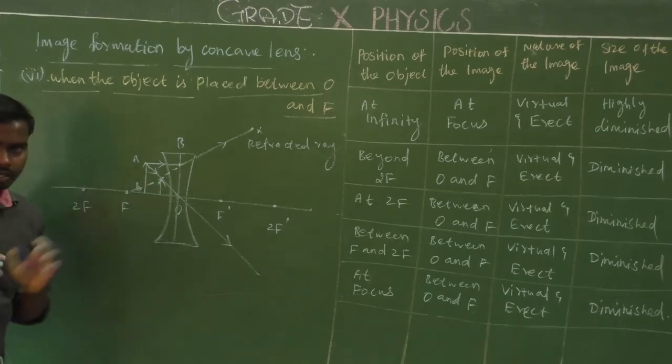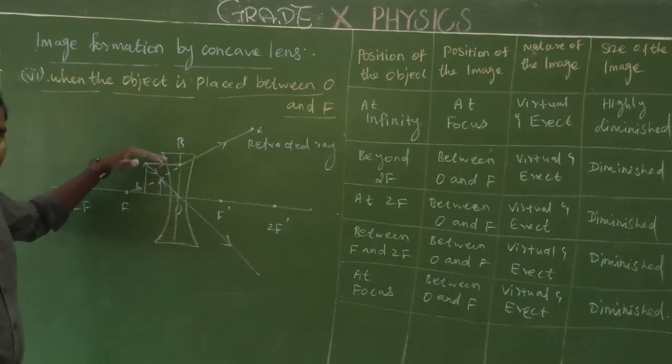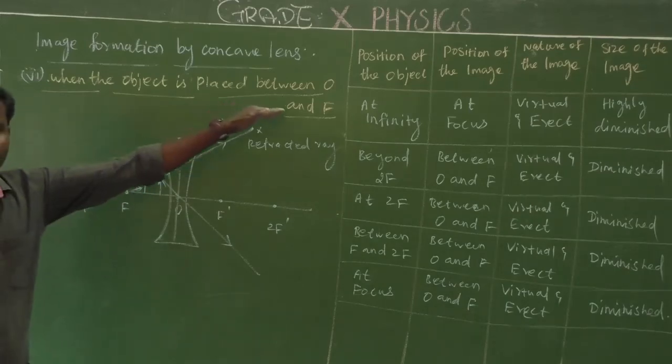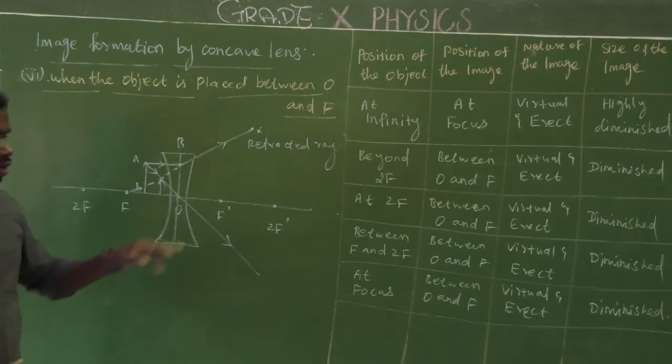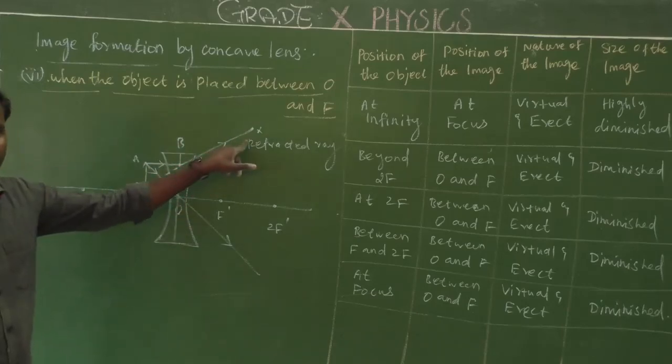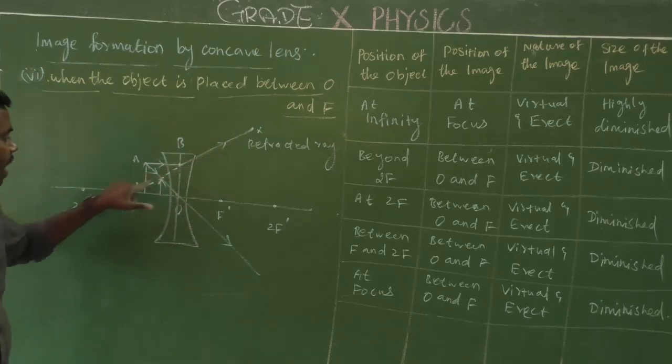Yes. Now consider the first rule, what is that? If a ray of light is parallel to the principal axis, it appears to be coming from its focus after passing through. This is the first one. So if this BX is a refracted ray, and we extend this refracted ray backwards, it appears to be coming from its focus.